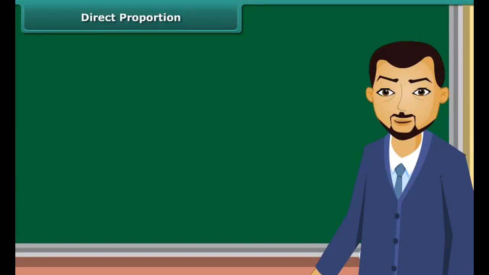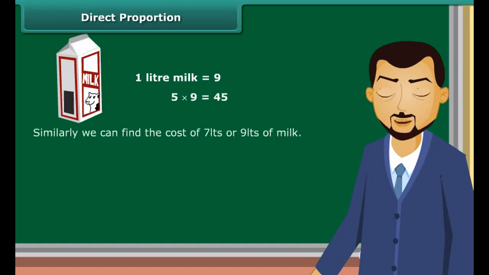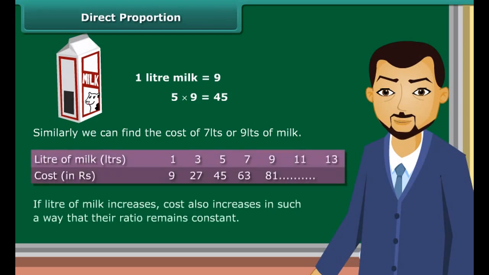Direct proportion. If the cost of 1 liter of milk is ₹9, then what would be the cost of 5 liters of milk? It is ₹45. Similarly, we can find the cost of 7 liters or 9 liters of milk. If the liters of milk increase, the cost also increases in such a way that their ratio remains constant.